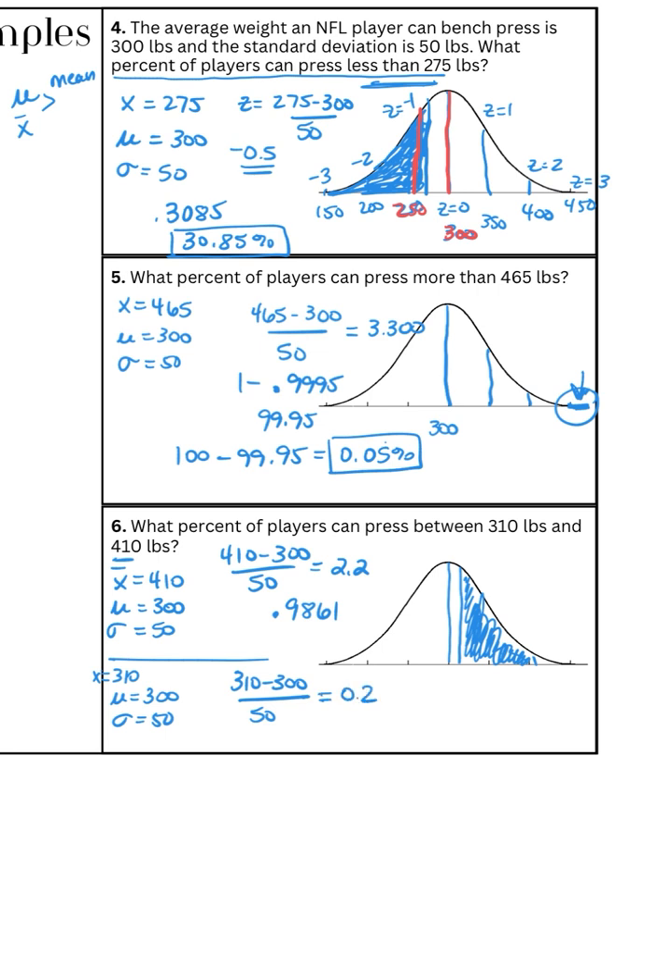And then let's go look at our table. So 0.5793, and then I'm just subtracting. So the z-score here is 0.5793. The one here is 0.9861. So I'm going to subtract those two numbers, 0.9861 minus 0.5793. And when I do that, I get 0.4068. Then I'm going to turn that into a percentage. So that is 40.68% of players can press between 310 and 410.